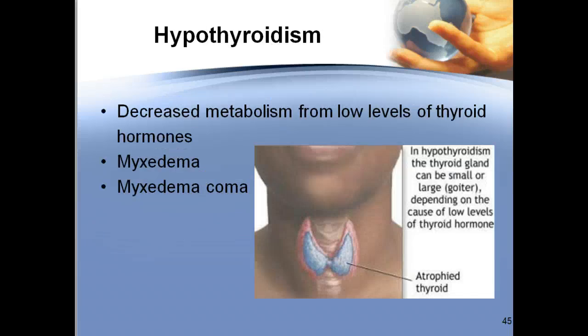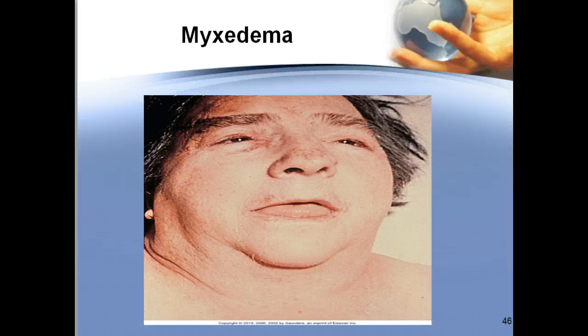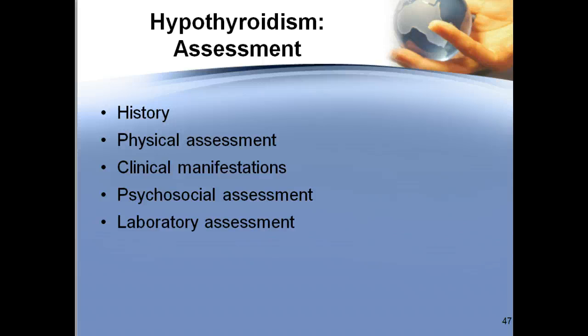Okay. The next thing that I want to discuss is hypothyroidism, and that is a decreased metabolism from low levels of thyroid hormones. Another name for that is what they call myxedema, which could ultimately lead to myxedema coma. Right here is a picture of myxedema.